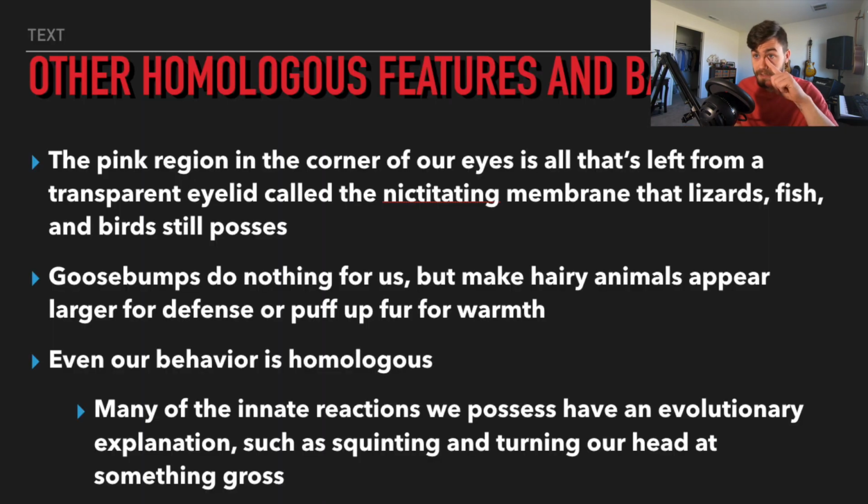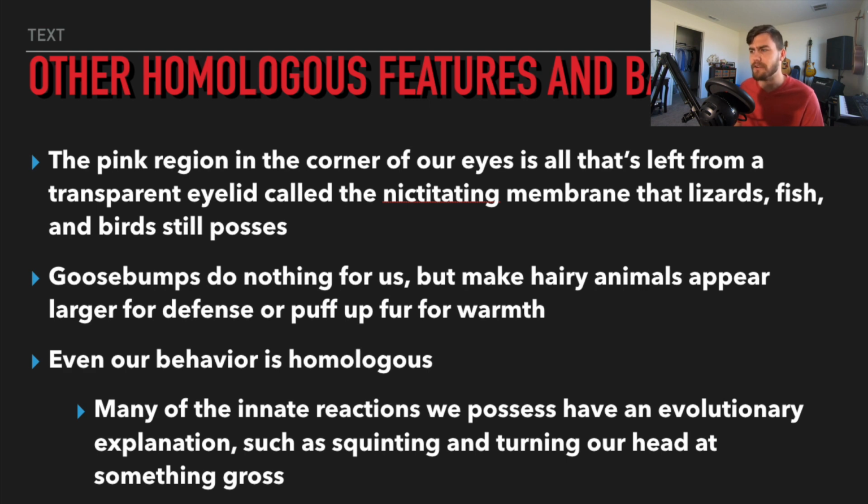The pink region in the corner of your eye, that's all that is left over from a transparent eyelid, which is called the nictitating membrane, that lizards, fish, and birds still have, but we don't have it. Goosebumps, they really actually do nothing for us. You get goosebumps from emotional reactions, but for animals that are furry, it does make them appear larger for defense, or it puffs up their fur to make their fur thicker for warmth.